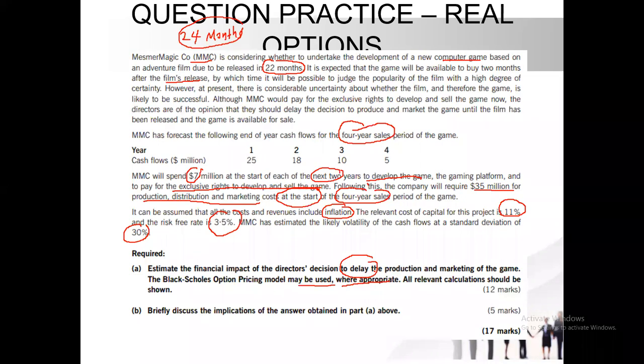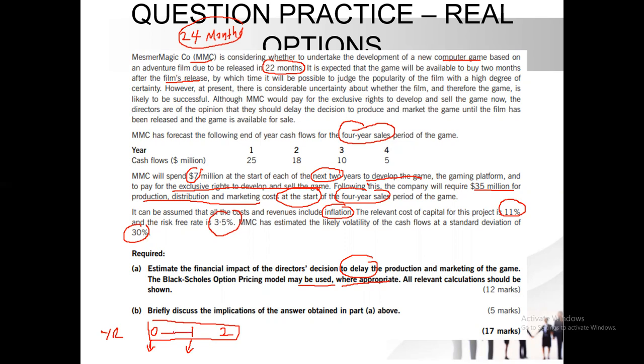So let us now do our working. Now let's understand the figures. How do the figures look? They will look like this. Year 0, year 1, year 2. Production has not started here. But we are told that we are going to pay money at the beginning. Here, you pay a 7. There, you pay a 7.